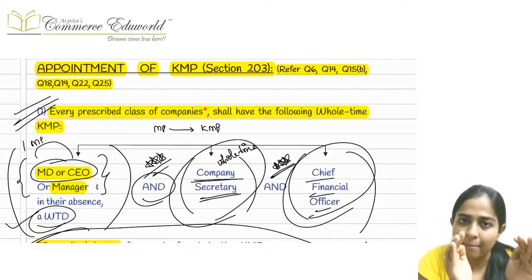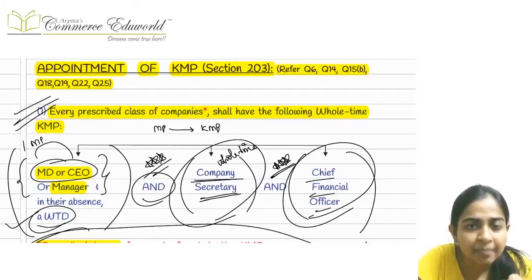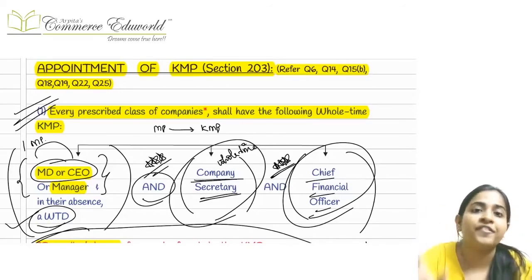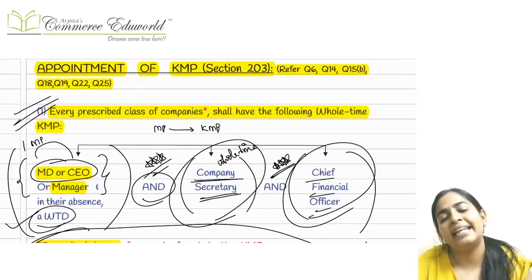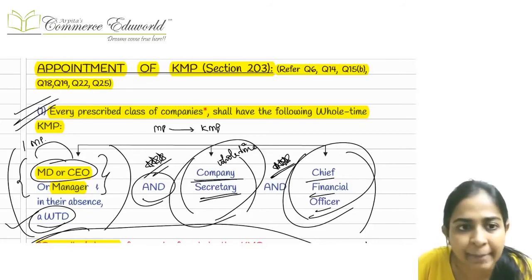MP means MD, Managing Director or CEO. If there is no MD, then the manager will come. And if the MD, manager, none of them are there, then in that case, a whole-time director. Okay, at least this person is going to be there in the KMP.